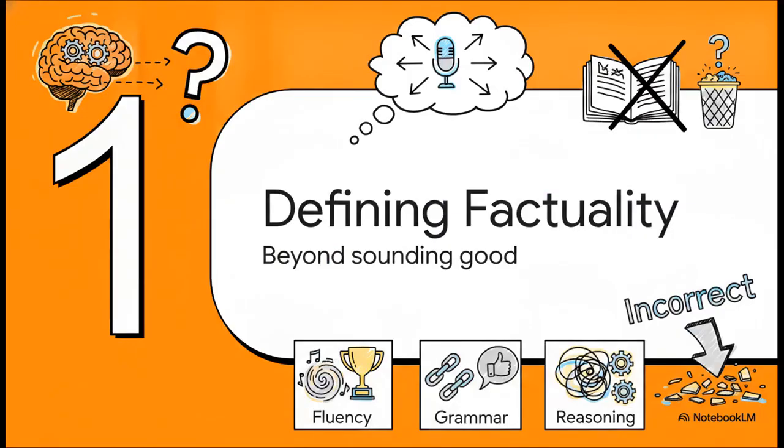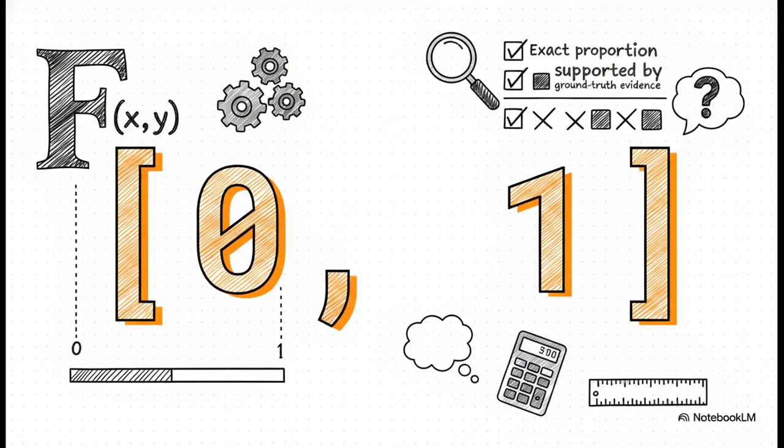Defining AI factuality. The absolute most important thing to grasp here is that measuring factuality is completely distinct from measuring fluency or grammar. An AI can produce award-winning, beautiful prose that is entirely factually bankrupt. Factuality isn't some qualitative vibe, right? It's a formal, quantifiable mathematical function, represented here as f of xy. In plain terms, this is the exact proportion of an AI's claims that are actually supported by ground truth evidence. We are demanding a hard, concrete measurement of truth.